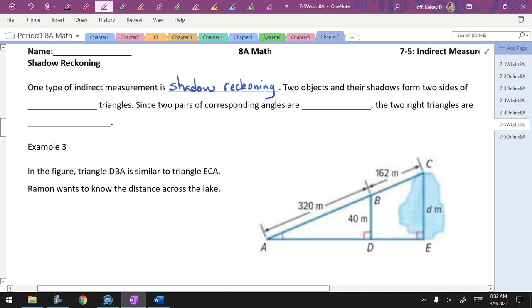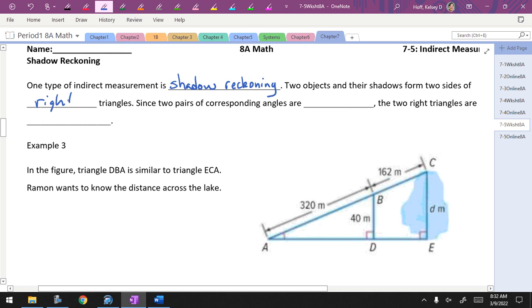Two objects and their shadows form two sides of right triangles. Since two pairs of corresponding angles are congruent, the two right triangles are similar. So today, the biggest frustration many of us are going to have is we look at this and I'm like, are there two triangles? Draw them separately.